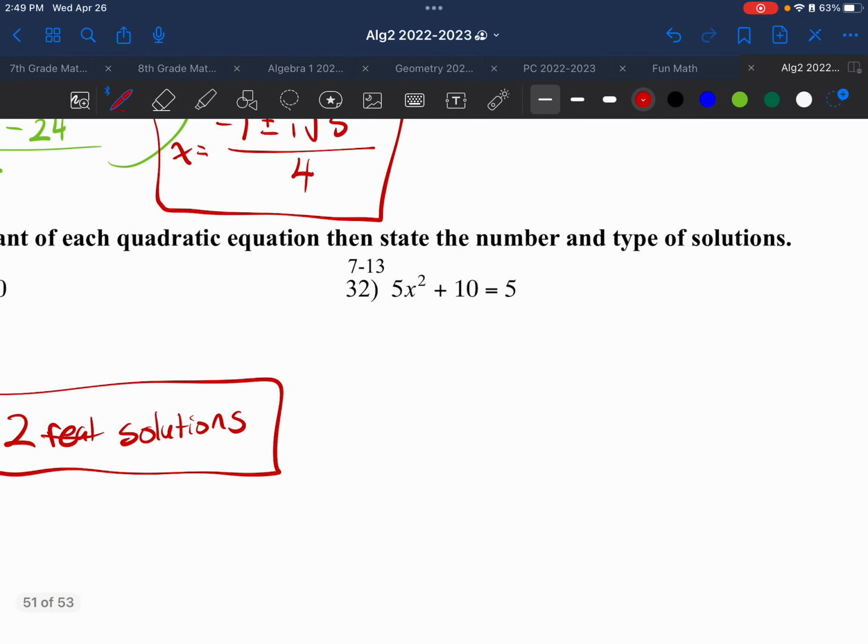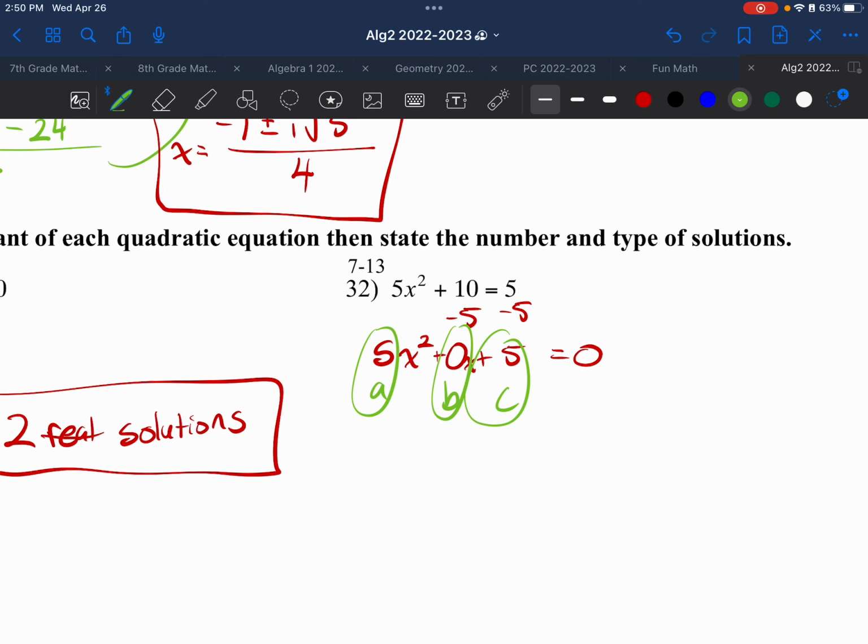Number 32. Again, we need to make sure you are on this side. So I have a 5x squared plus 5 equals 0. You're noticing that I left a space here, and that's because we technically have a plus 0x. Remember that if you don't have an x, you can put a 0 here. So what is our a, b, and c? Our a is 5, our b is 0, and our c is positive 5. So we have b squared, 0 squared, minus 4ac.